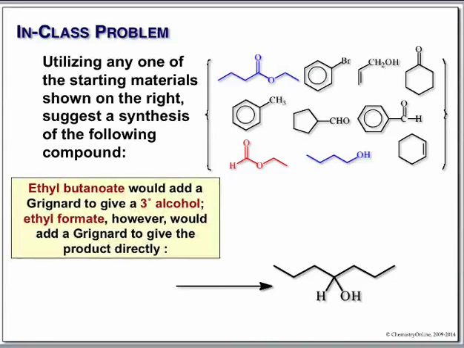On that top left one, couldn't you add a Grignard and get rid of the ester as a leaving group? But that would give us the ketone intermediate.